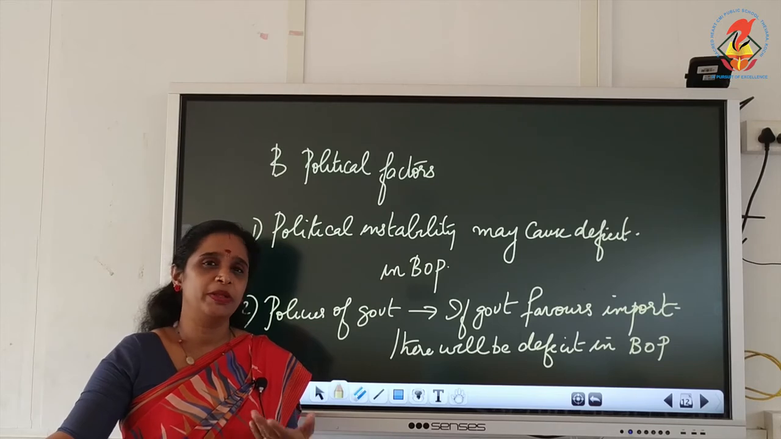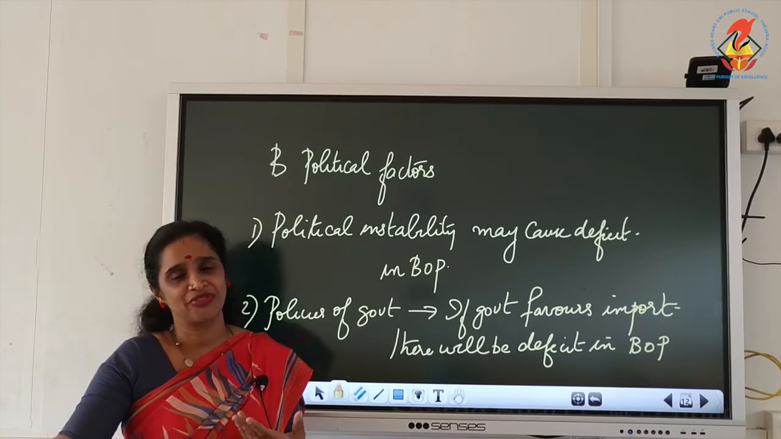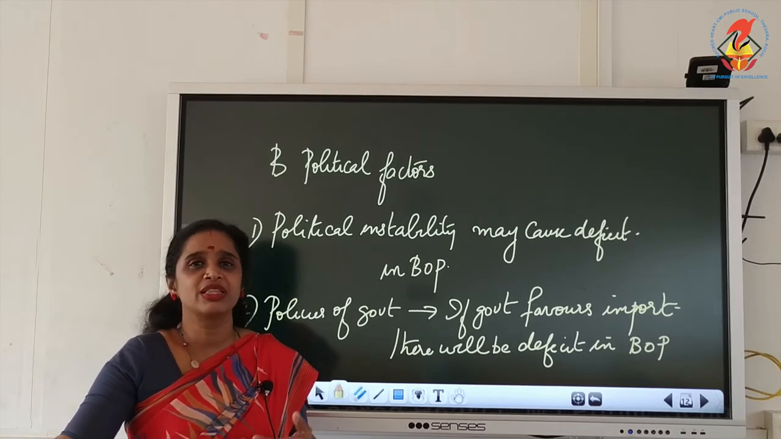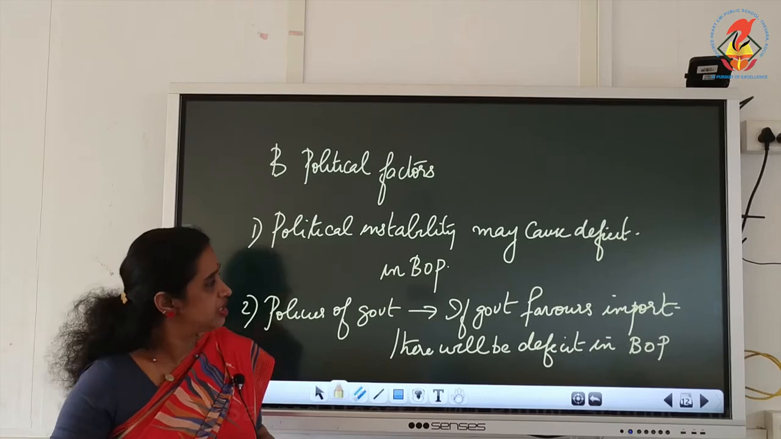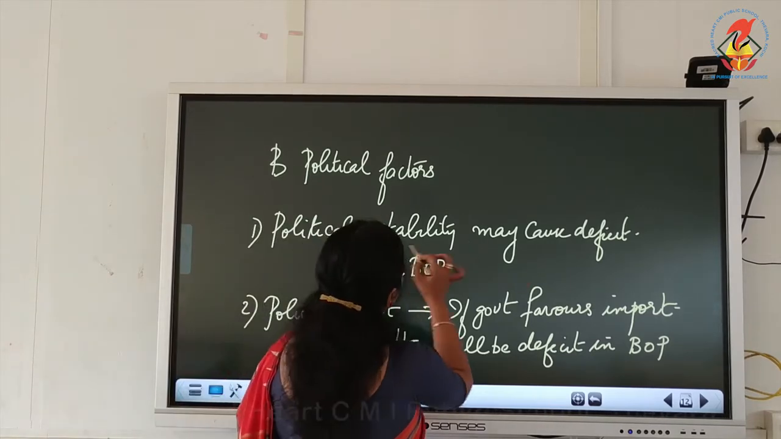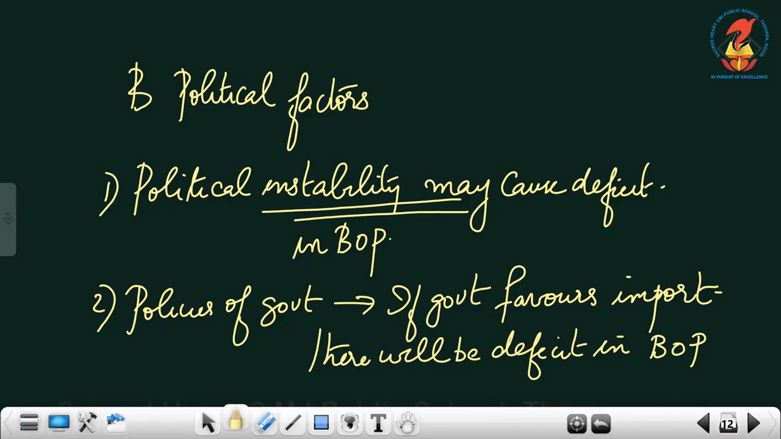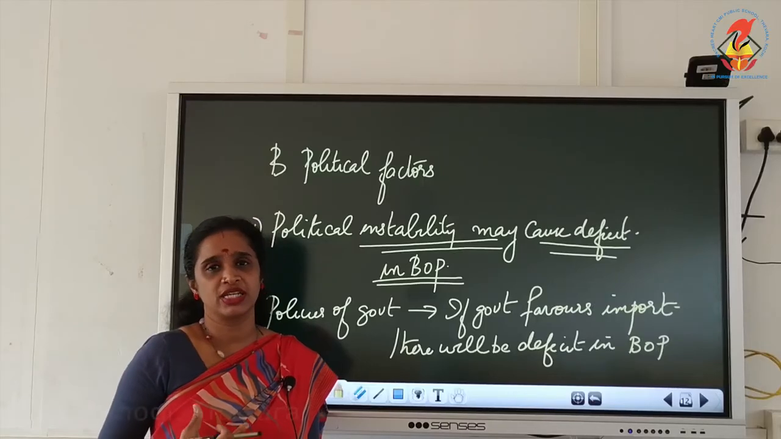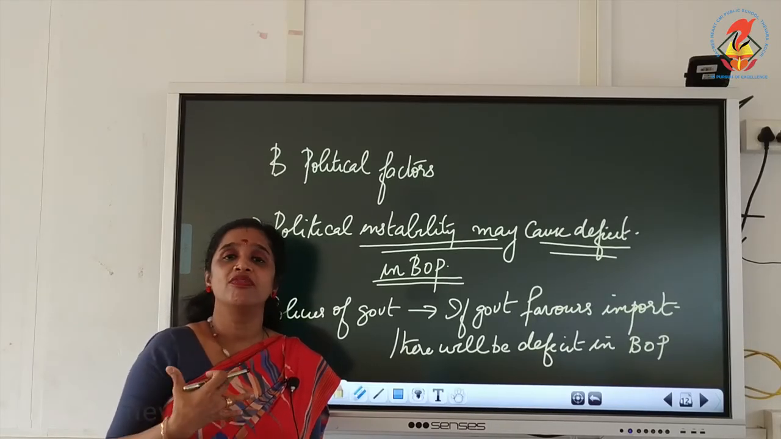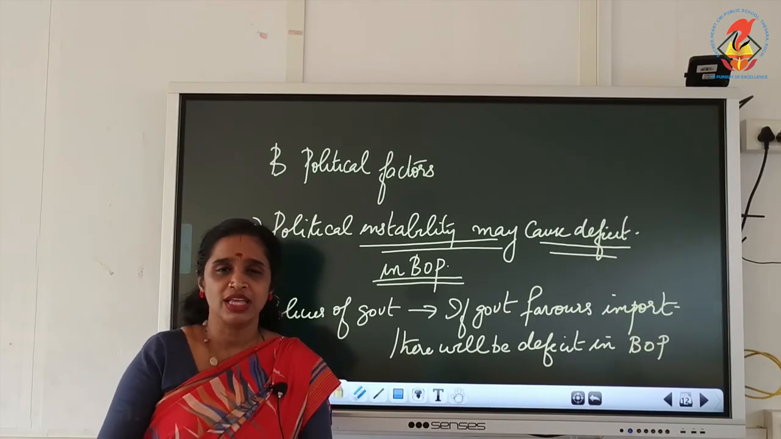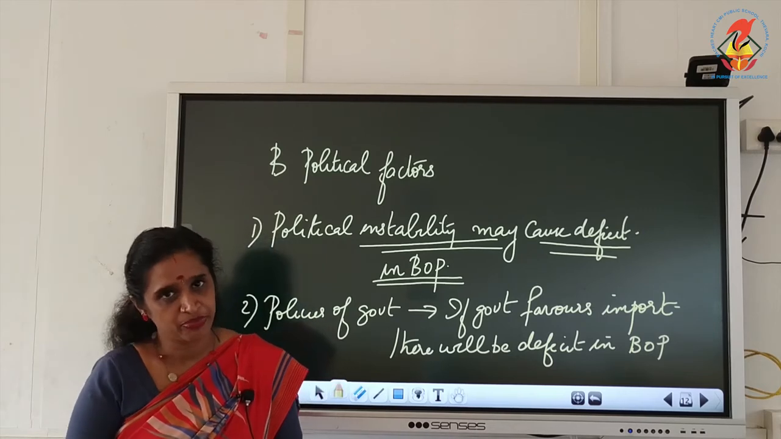How? Because we will be dependent on import of goods rather than producing the goods on our own. Therefore, if the government is not strong enough, what will happen? There will be a deficit in the balance of payment. If the government is strong, it will adopt many measures, therefore we can produce more and find a way to export the things and earn foreign exchange.